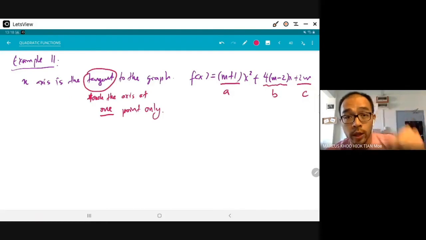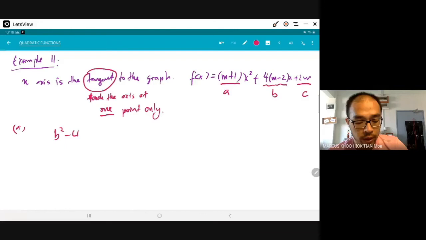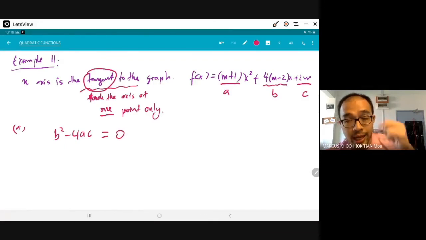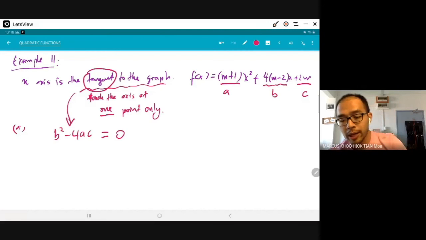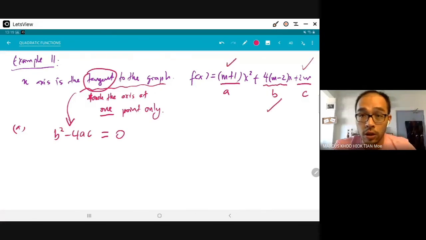That's why you see in the working over there kan, for question number A, dia bagi b² − 4ac is equals to 0. Because this sentence, tangent to the graph, membawa maksud ini, b² − 4ac equals to 0. Kamu ganti b masuk, ganti a masuk, ganti c masuk, and then you solve. Okay, solve by factorization to get the two m values over there lah.